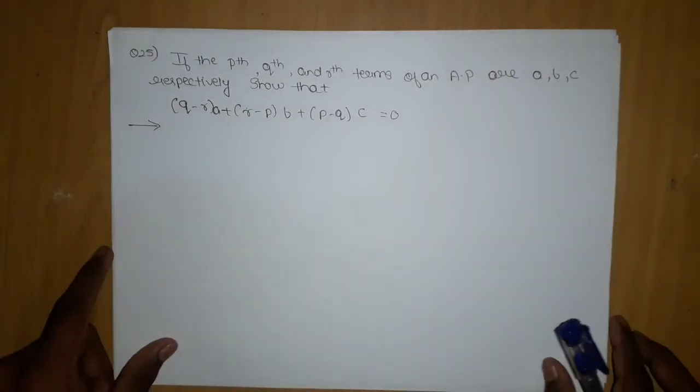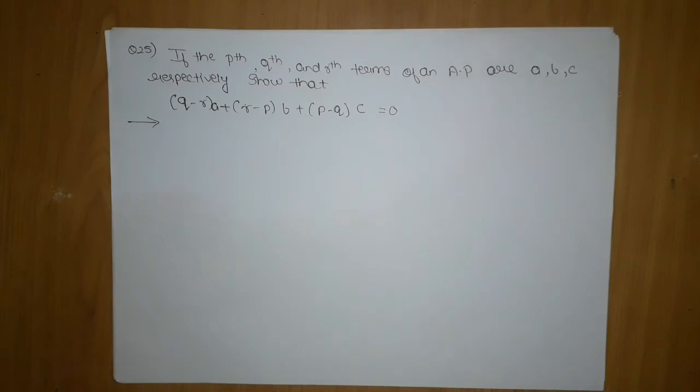Okay, which is the 25th question, and we have already done a similar type of question when we were solving the Singh problems, if I remember. If the pth, qth and rth terms of an AP are a, b, c respectively, then show that (q minus r) into a plus (r minus p) into b plus (p minus q) into c equals 0.